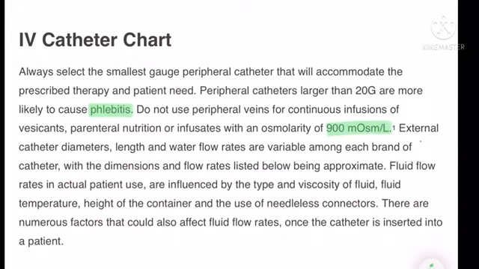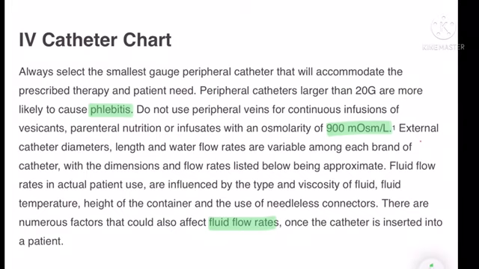milliosmol per liter. The external catheter diameters, length, and the water flow rate are variable among each brand of the catheter, with the dimension and the flow rate listed below that we can see after this slide being approximate. The fluid flow rate in actual patient use are influenced by the type and viscosity of the fluid, fluid temperature, height of the container, and the use of needleless connectors. There are numerous factors that could also affect the fluid flow rate once the catheter is inserted into the patient.